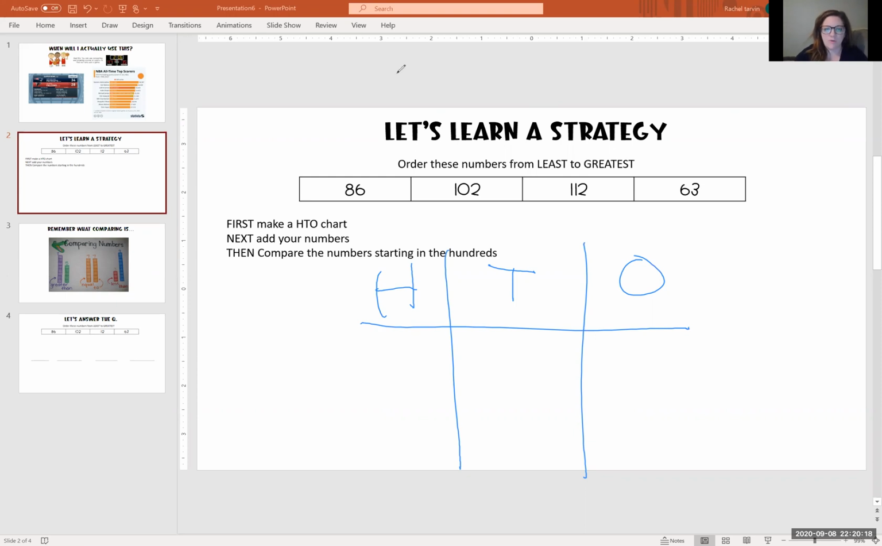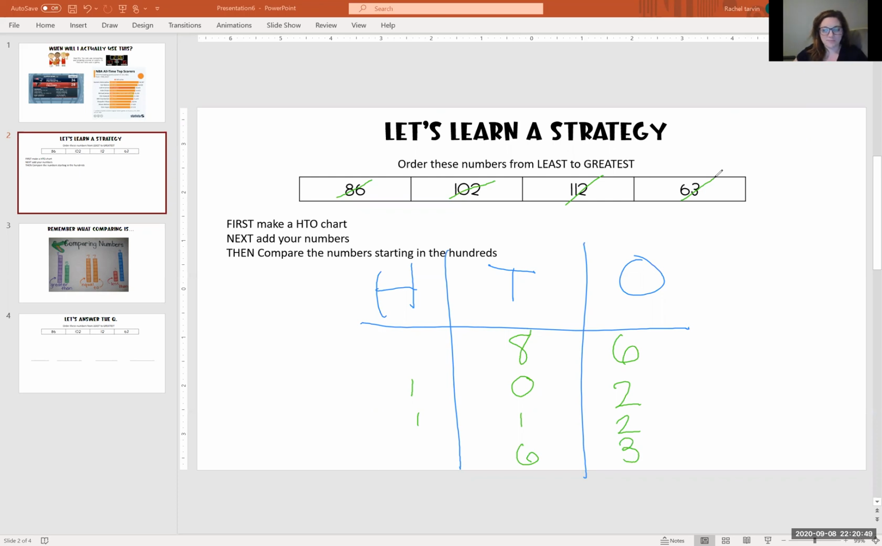Our first number right here is 86. 86 has 8 tens and 6 ones. Our next number is 102. It has 1 hundred, 0 tens, and 2 ones. Our next number is 112. It's got 1 hundred, 1 ten, and 2 ones. Our next number is 63. It's got 6 tens and 3 ones.